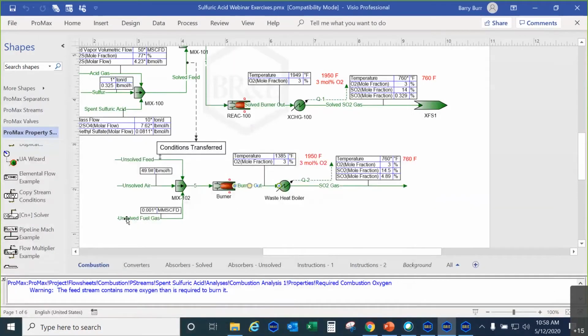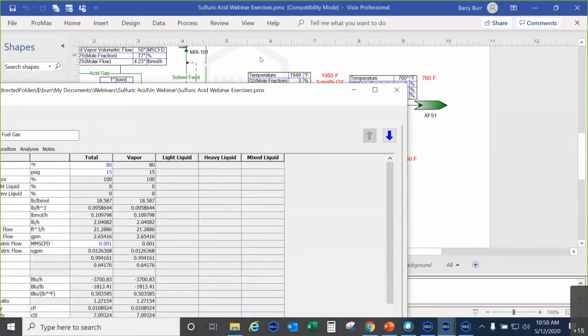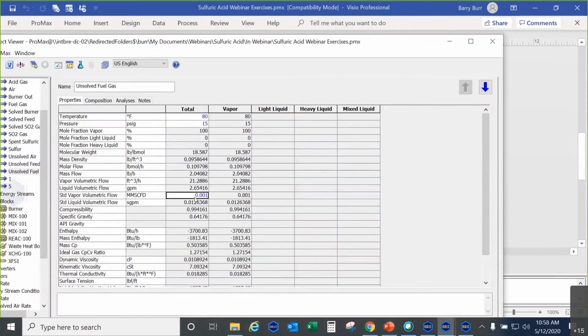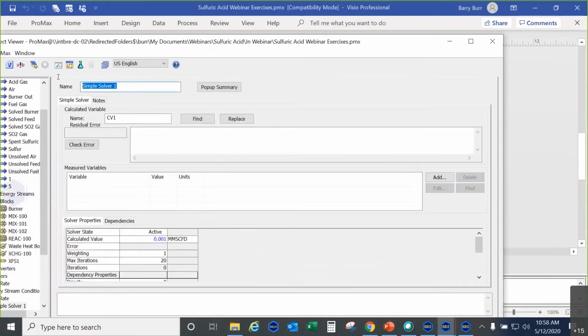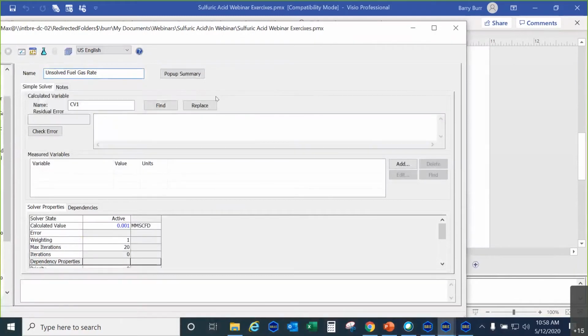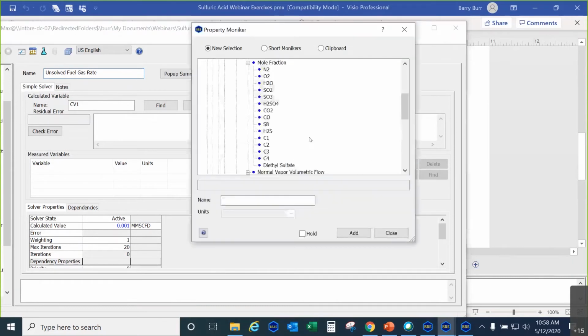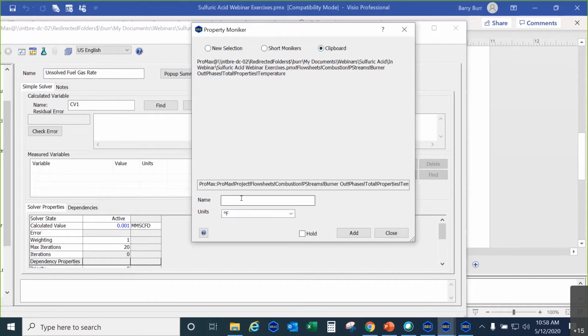And now I can go to the fuel gas stream. I'm going to create a simple solver again, this one going to be unsolved fuel gas rate. And now instead of navigating through the object tree of the whole simulation project, I am going to choose whatever is sitting in the clipboard with this radio button here and give it a name. I'm sorry, that's temperature. Just T.